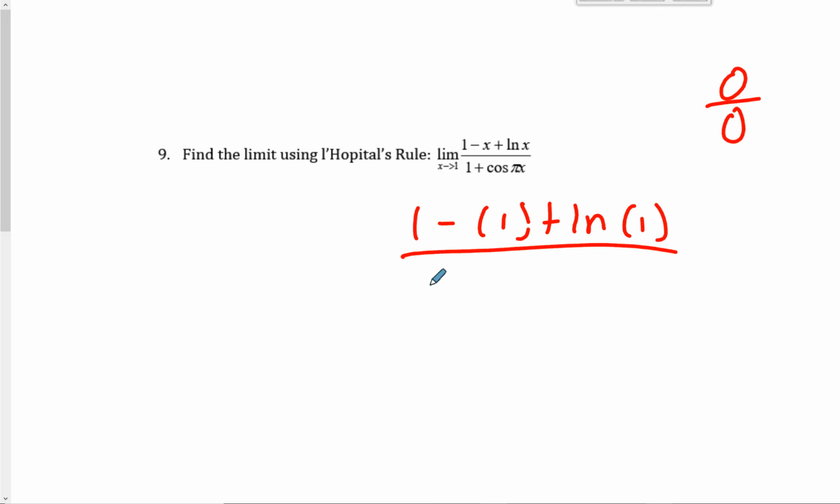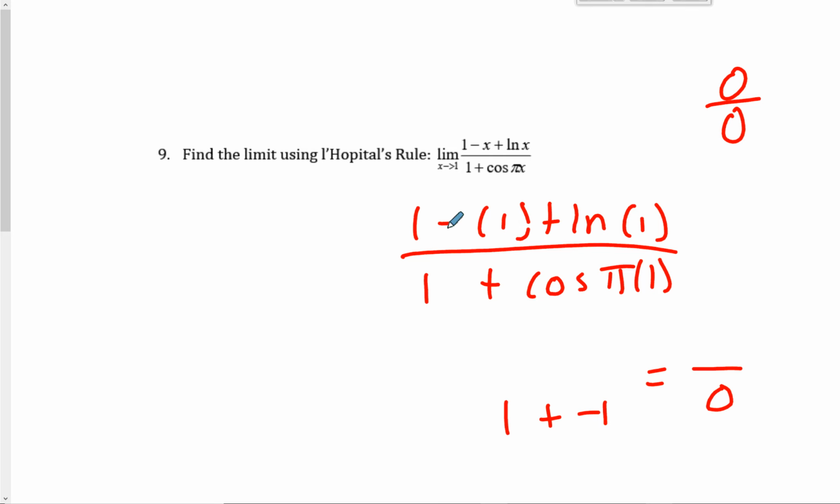And then all over 1 plus cosine of pi x, right? So I'm going to plug in my 1 for x. So that's cosine of pi. Cosine of pi is negative 1, sorry. Negative 1 plus 1, which gets me 0. That's the whole point. I want to get 0 over 0.